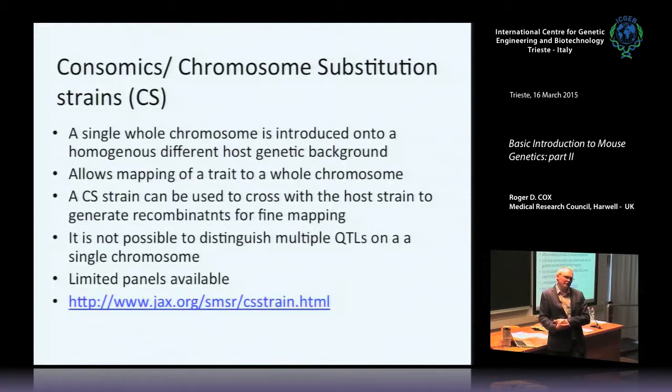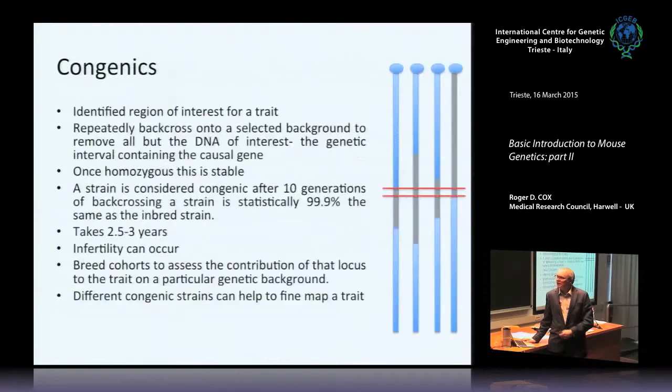So you can break that chromosome up once you've got your trait information and generate lots of recombinations on that chromosome, on that clean background. Obviously, there may be multiple QTLs on a single chromosome. But there are limited panels available.